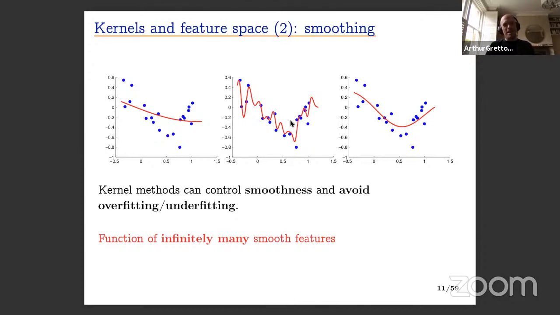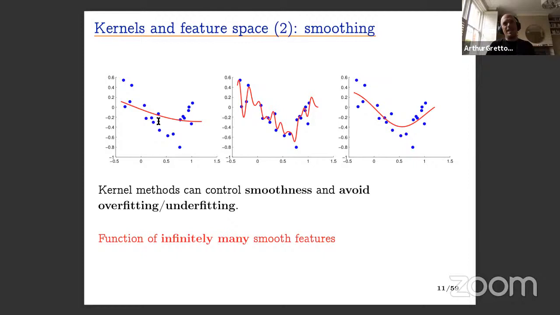There's another way to think about infinite dimensional spaces, which I think is also very informative. And this is as a way of describing the smoothness of the functions that you have. So for example, let's say I'm doing regression. I'm doing a very simple regression problem, and I've got a set of blue points and I want to fit a line through them, okay? Now, visually, I can see that maybe the line on the left is too smooth. The line in the middle is too rough. And then the line on the right-hand side is about right. It's not too smooth, it's not too rough.